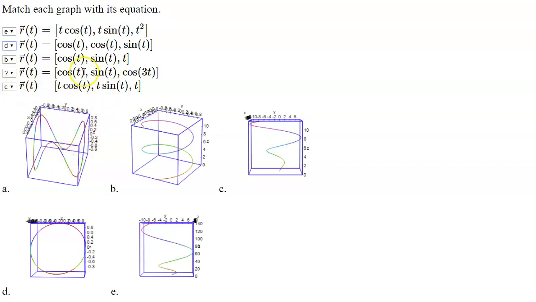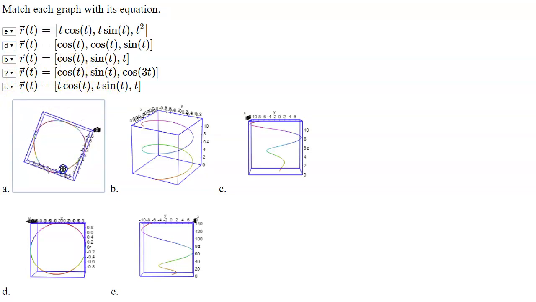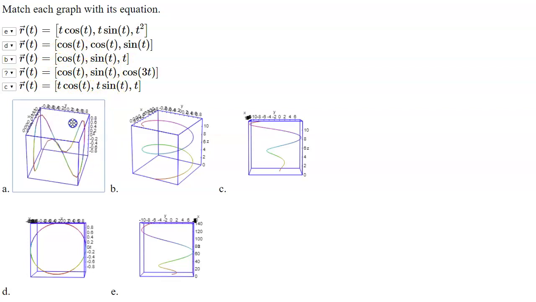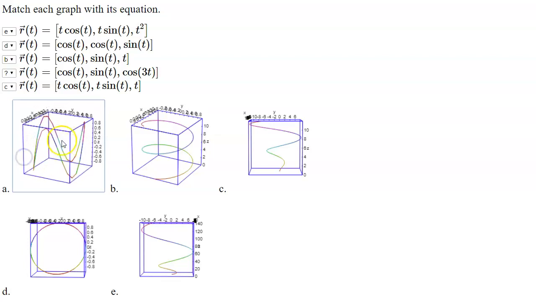Meanwhile, our last equation here, we can see that as we're rotating and getting our circle in x and y, our z is going to oscillate up and down 3 times faster, right? So as we're going around in x and y, my z is going up and down and up and down and up and down 3 times, right? And so that must be the equation for that one.